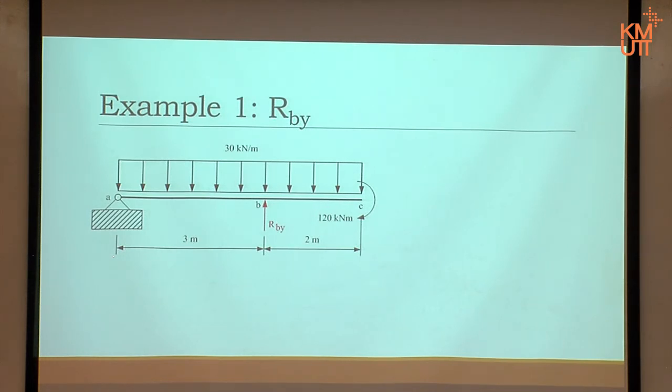So next, we want that RBY to work. If it doesn't do any work, if it stays still, then sigma U star is always 0 because RBY times 0 disappears. So we have to move. So if I move point B up, what happened?